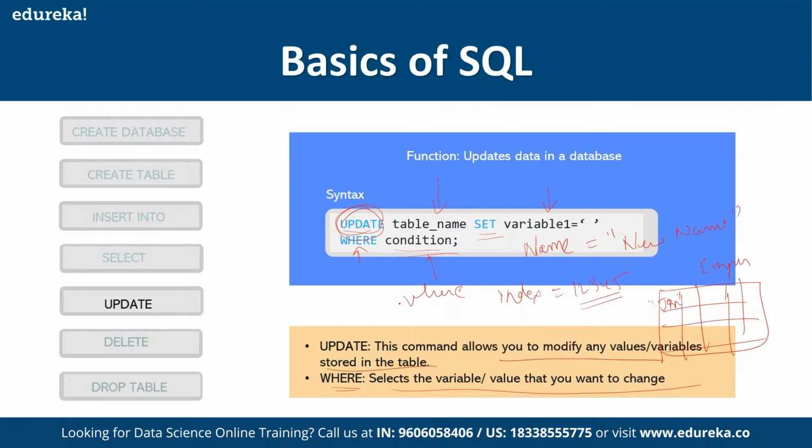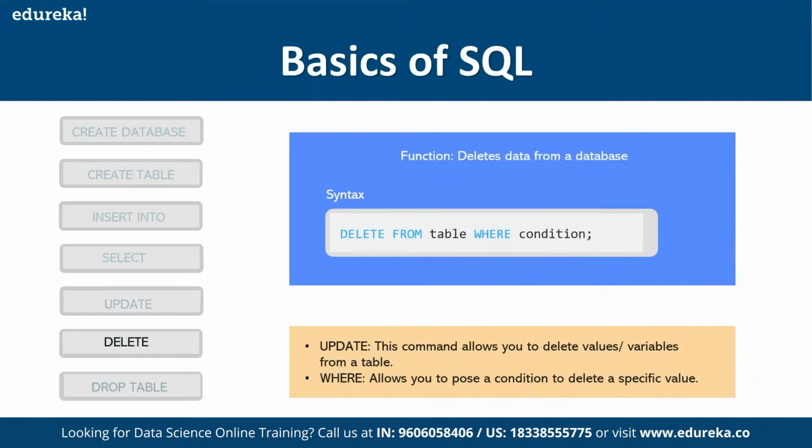Now here I'll be specifying my condition, and then we have something called delete. So if I want to delete something from my table, I'm going to write delete from table where condition. Okay, so I'll say delete from table where, and then I can specify the condition, and in this way I can delete as well. So this is delete, guys. We use this delete which will allow us to delete the values or variables from the table, and where allows us to pose a condition to delete a specific value.